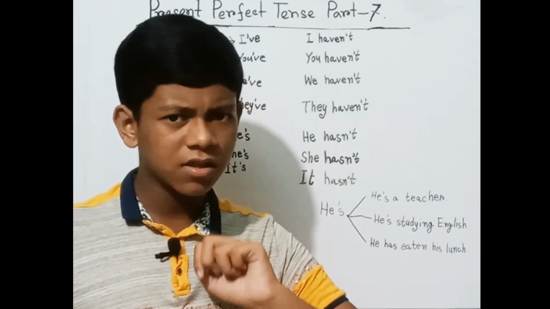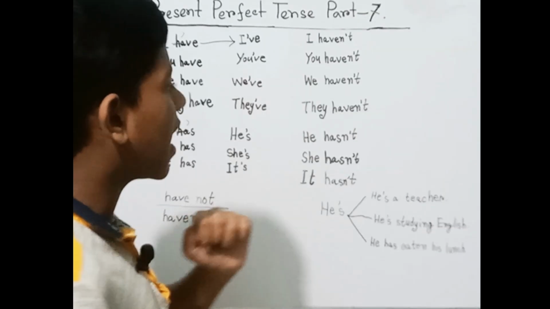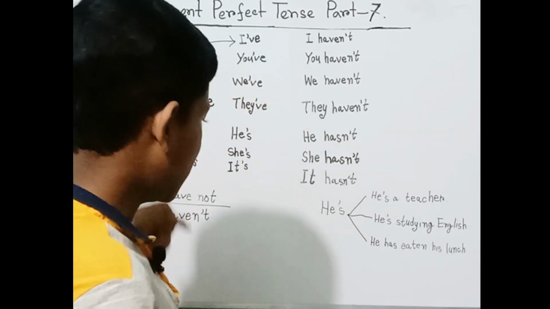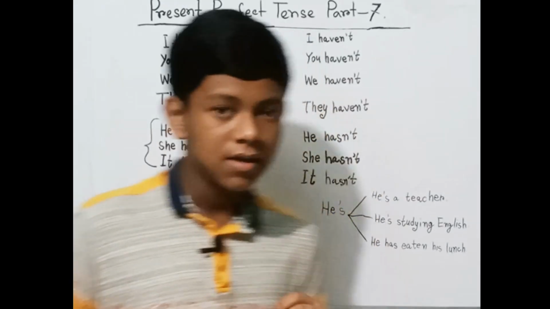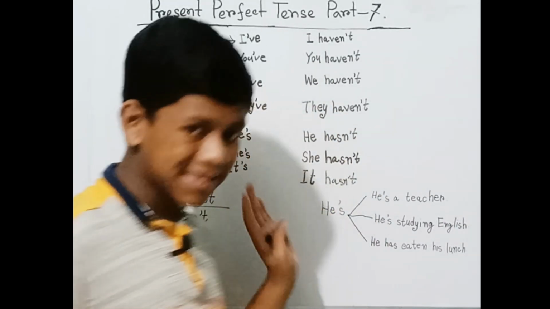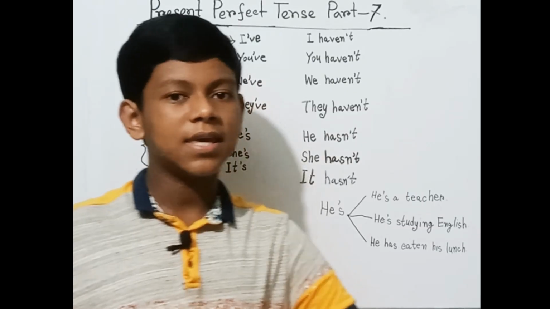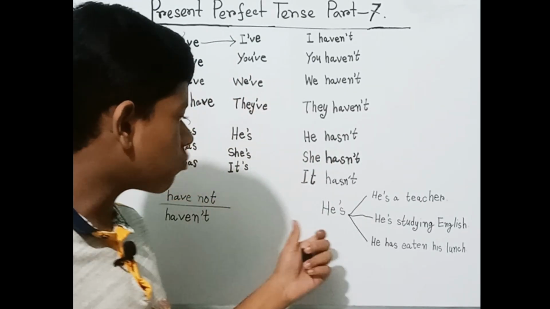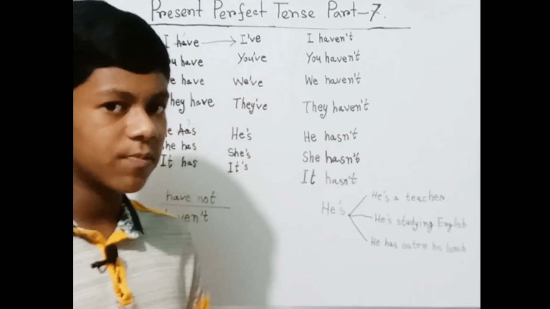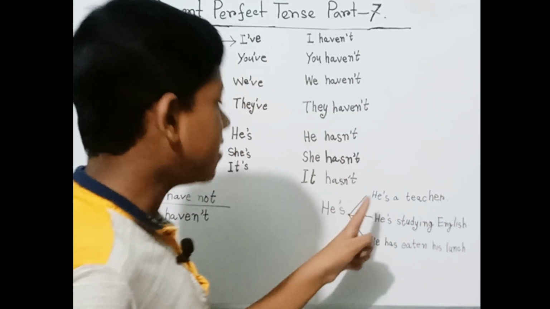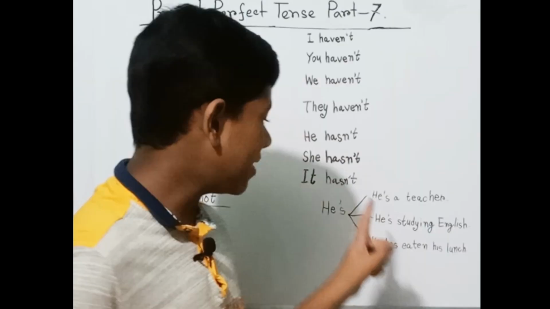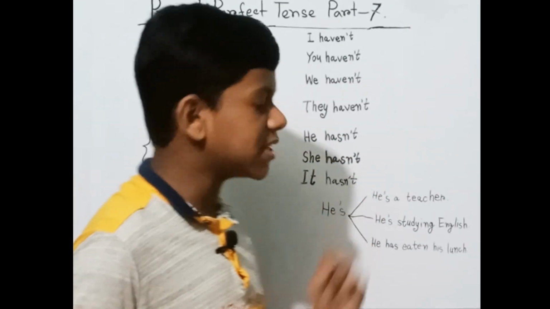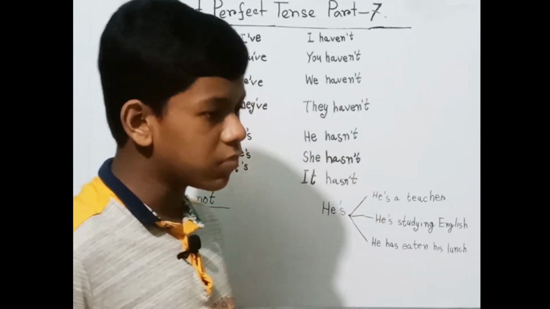But there's one key point and one problem in here. That is, sometimes he's is used in different kinds of topics. Sometimes it is used with present simple. For example, he's a teacher. So he's means he is here. He's a teacher. It's in the present simple.